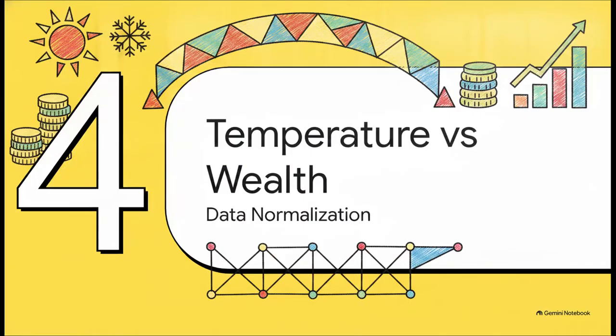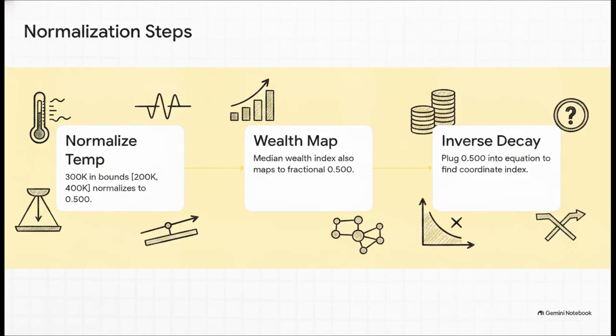Section 4. Temperature versus wealth. Let's actually see this in action, because this is where it gets really cool. This is how we mathematically compare the weather outside to your bank account. Step 1. Imagine a physical system recording a thermodynamic temperature of 300 Kelvin, bounded between 200 and 400 Kelvin. If you normalize that, it puts 300 exactly halfway, right? Giving us a fractional state of 0.500.